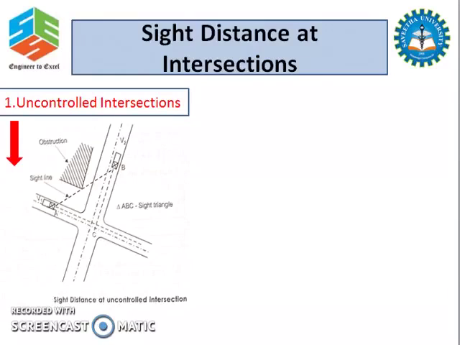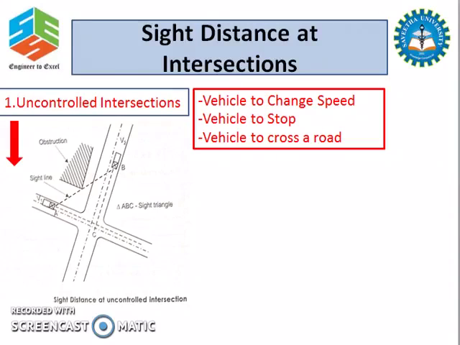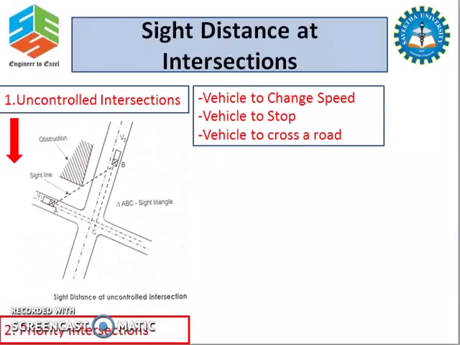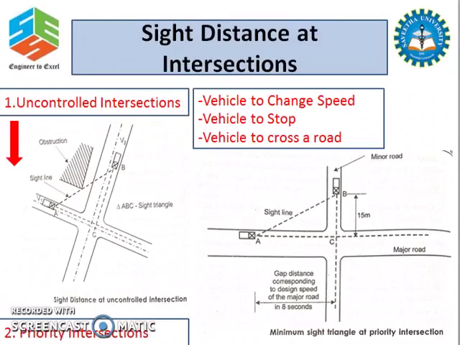Stopping distance requirements at uncontrolled intersections may be decided on the basis of three possible conditions: vehicles change their speed, vehicles stop, or vehicles cross the road. The last one is priority intersections. A priority intersection consists of a main road intersecting a minor road.